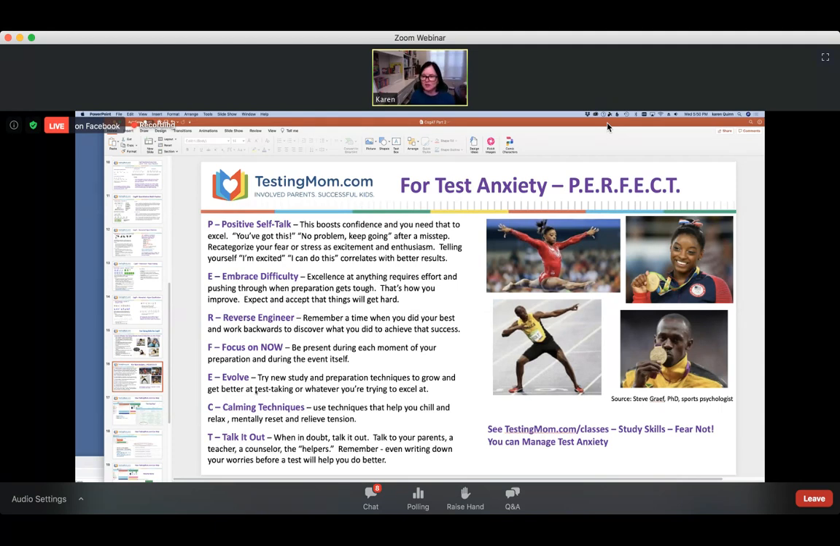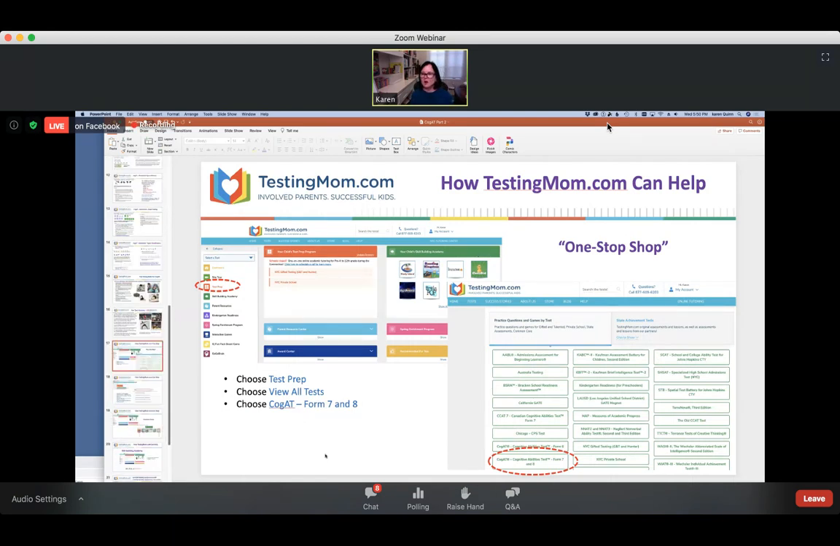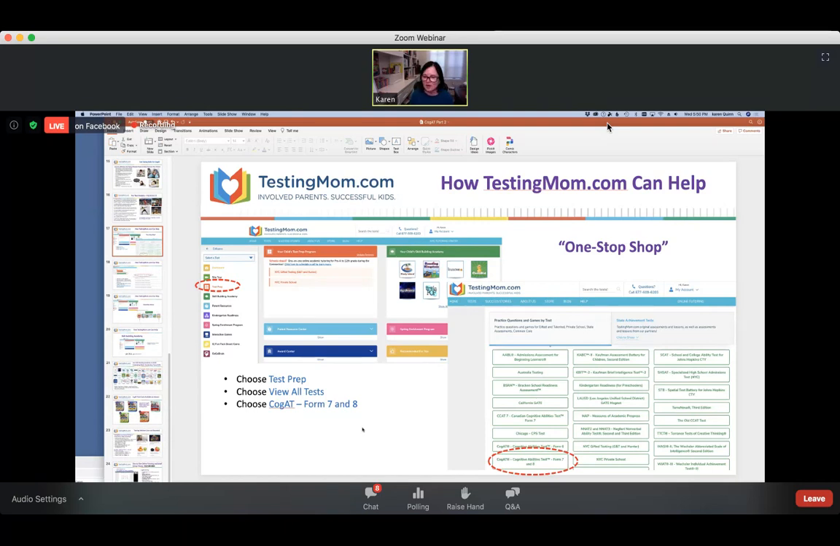Now, I want to just point out places on the Testing Mom website where you can practice for this test, and all the help that we have for you. I know that many of you on this call tonight are members, so here's what you do. You just log into Testing Mom, you go to Test Prep, and you choose View All Tests, and then you go to the CogAT test right here.